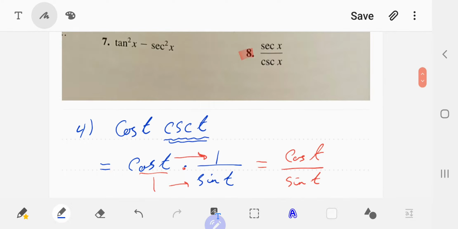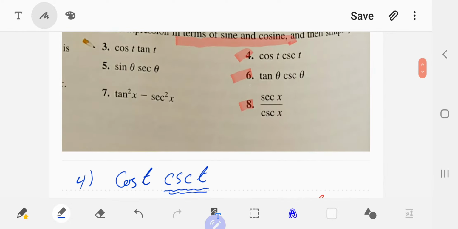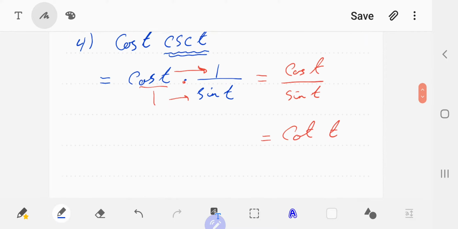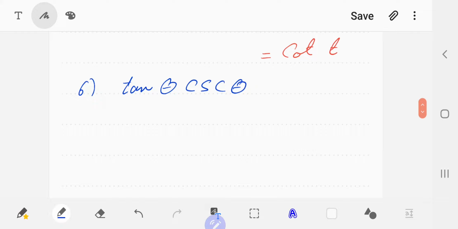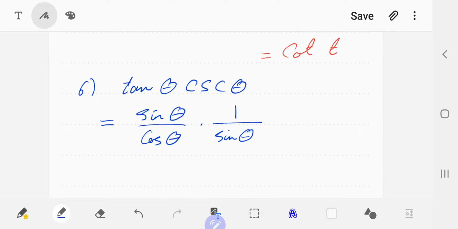What does it say? The next one says tan theta cosecant theta. So tan theta times cosecant theta. How would I deal with this? Again, tan is equal to sine over cosine, and keep in mind there is nothing called sine alone. There is sine and angle, cosine and angle, times cosecant, which is 1 over sine theta.